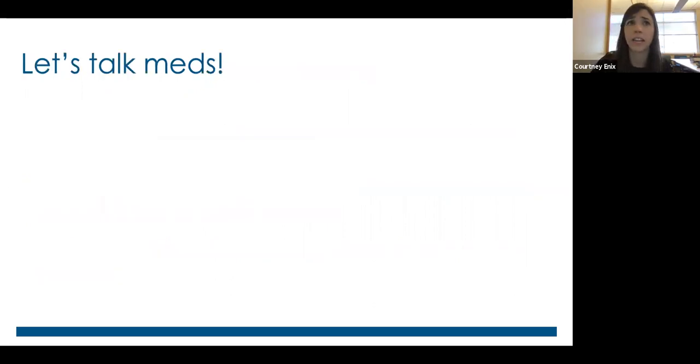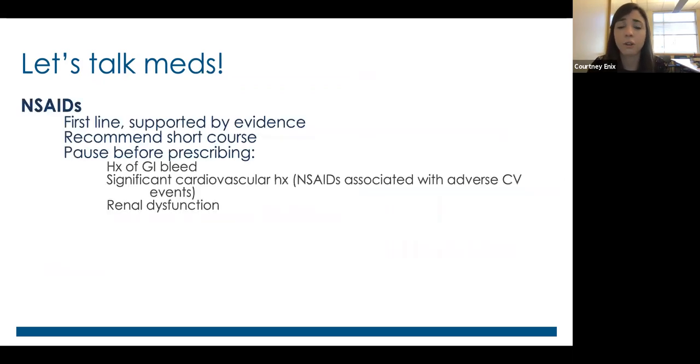Now let's talk about some medications. What actually has evidence behind it? So for acute low back pain, the first line medication that is supported by evidence are NSAIDs. The key is to just recommend a short course, right? I do not recommend that people stay on ibuprofen for the rest of their life, but I do recommend it for about a week, that they should try it for their low back pain.